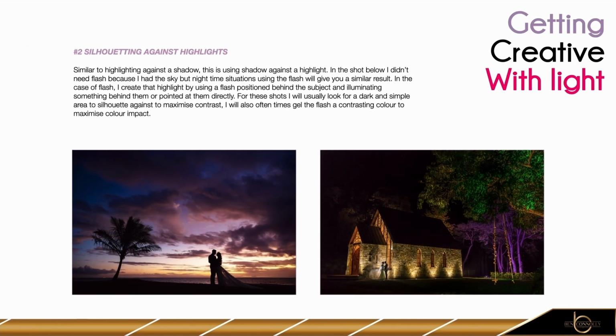Silhouetting against highlights. Similar to highlighting against shadow, this is using shadow against a highlight. In the shot to the left, I didn't need flash because I had the sky, but in nighttime situations, I'll need a flash to give me a similar result, like the shot on the right. In the case of flash, I create that highlight by using the flash positioned behind the subject and illuminating something behind them or pointed at them directly. For these shots, I'll usually look for a dark or a simple area to silhouette against to maximize contrast. I will also oftentimes add a gel to the flash in a contrasting color to maximize color impact.